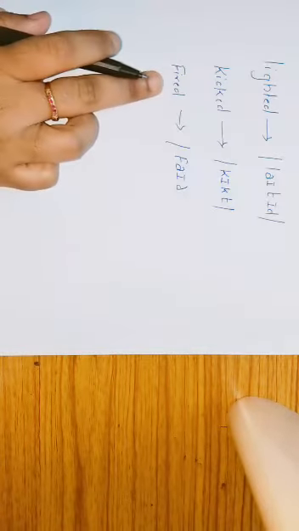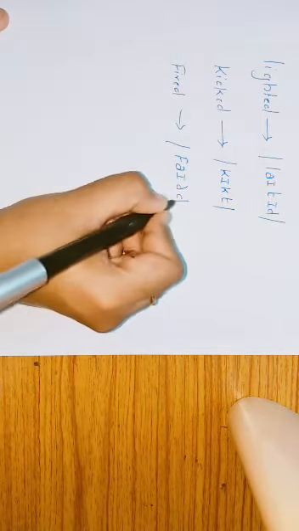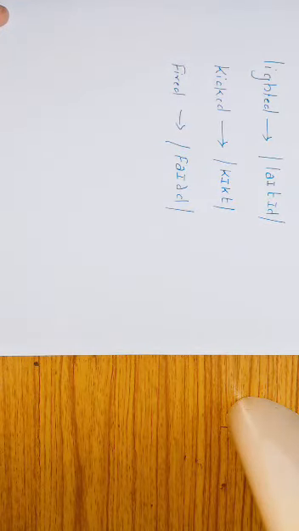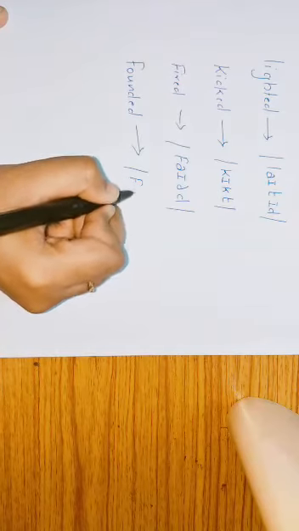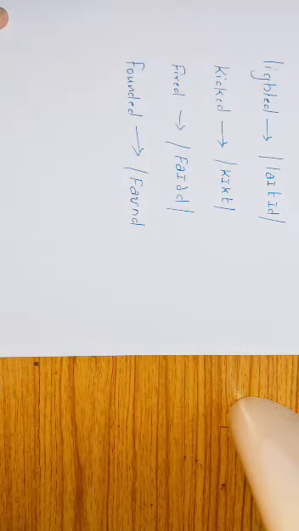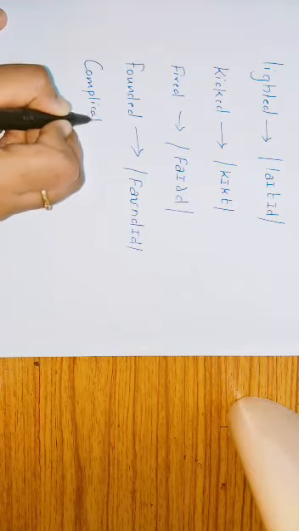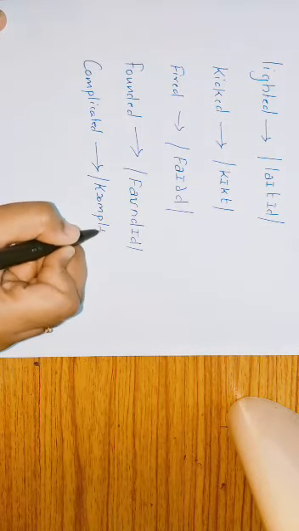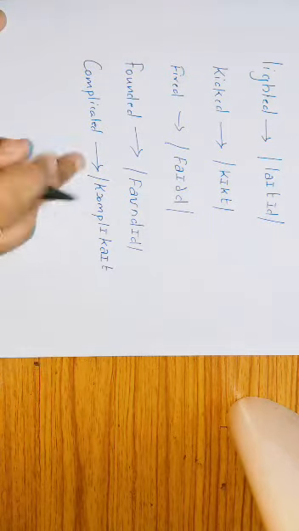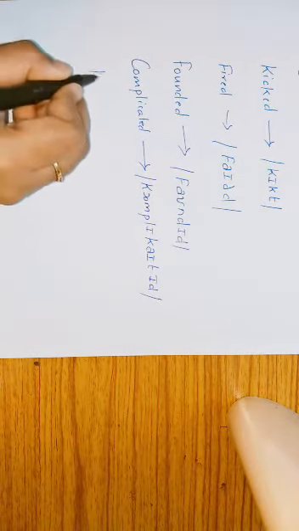Then fired. Fire, diphthong a. So this fire ends in a voiced sound, so we should use d sound for constructing its plural form, sorry, past form. Founded. Fau diphthong, found. This word ends with d, found, so we should use id. Founded. Complicate. Complicate plus id, complicated. Okay.